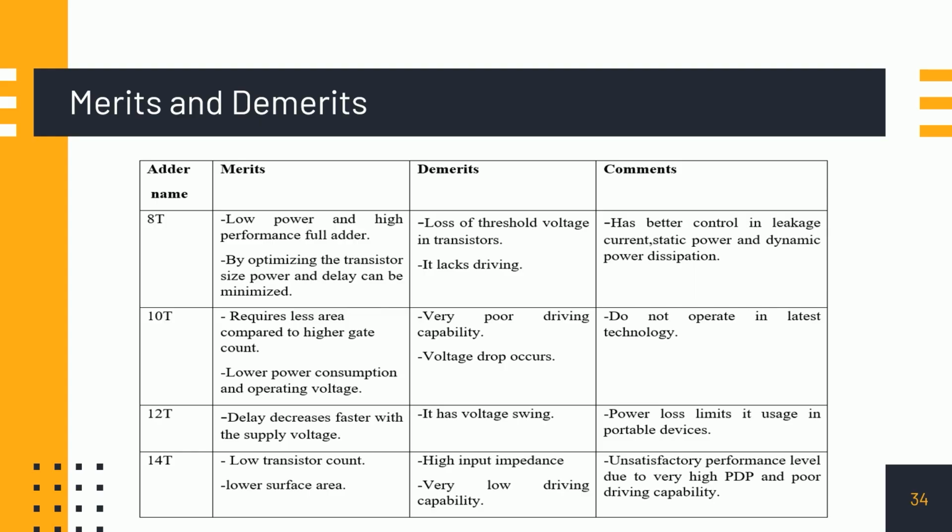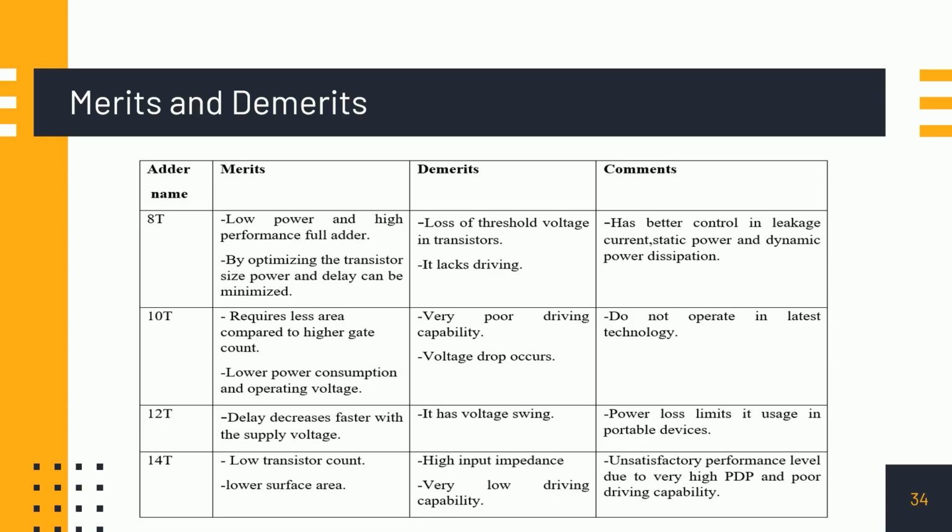8T is a low power, high performance full adder whereby by optimizing the transistor size, power and delay can be minimized. It has better control of leakage current, static, and dynamic power dissipation, but it lacks driving capability. However, the 10T full adder requires less area compared to higher gate counts. Because of poor driving capability, voltage drop occurs, so it cannot be operated in the latest technology.